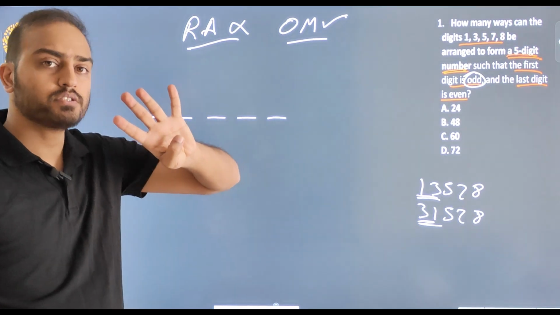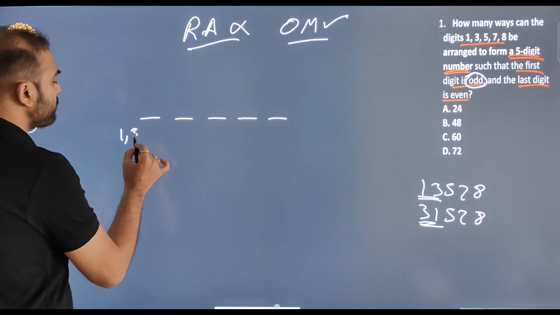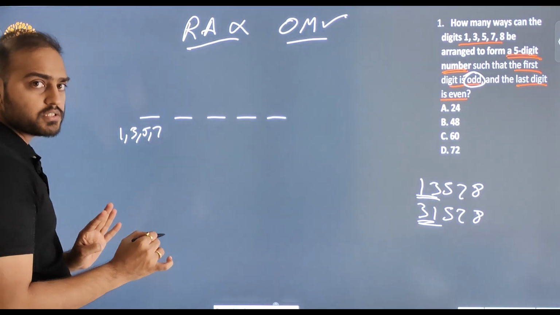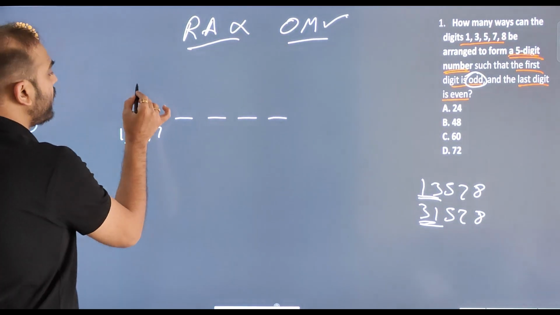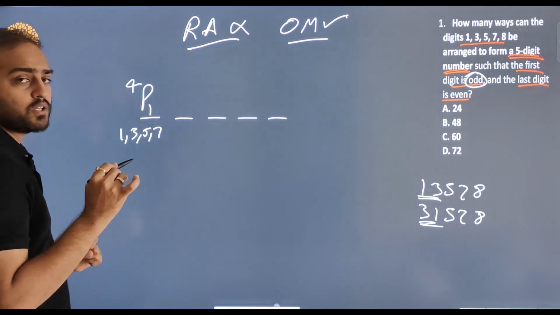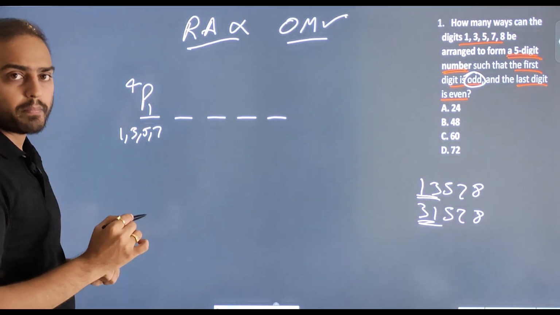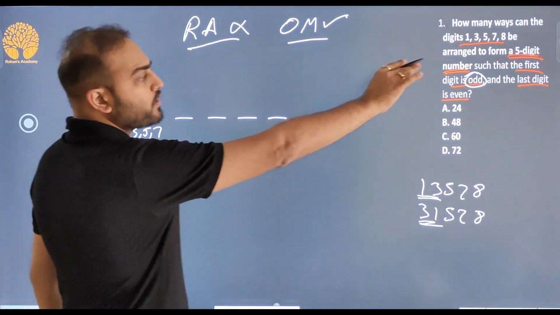I have 4 options. Okay, 1, 3, 5, 7. How many do I want in the first place? Only 1. So I have 4 options and I am using 1. That is why 4p1. Constraint 1 over.